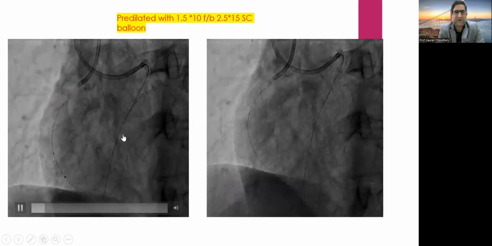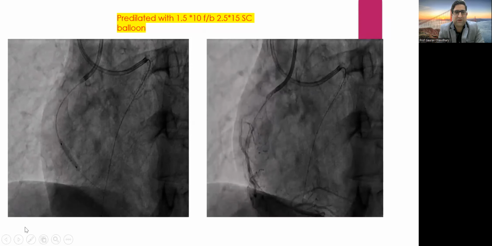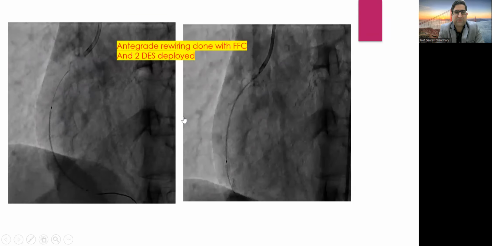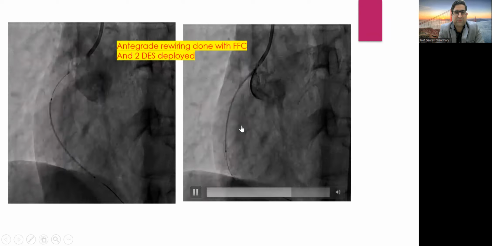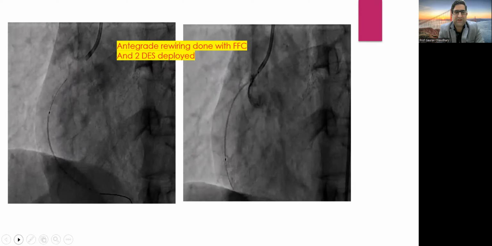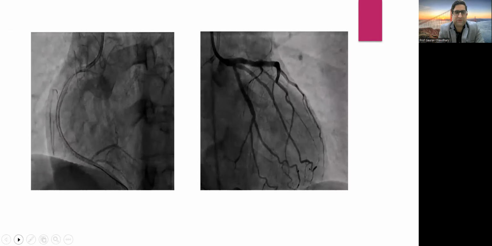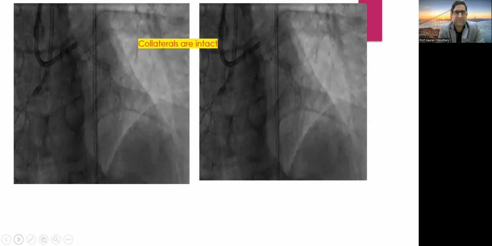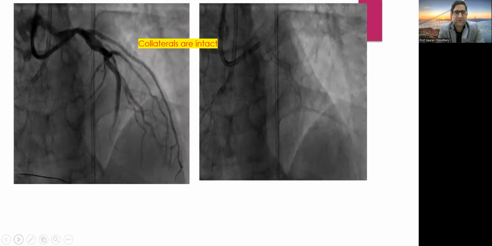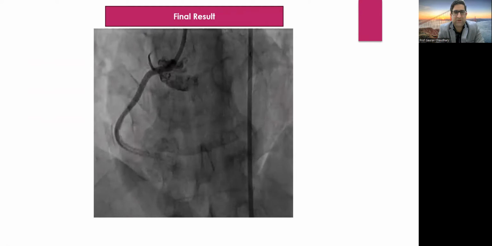So now sequential dilatation was done with 1.5 and 2.5 balloons, and we could see a good vessel over here. In this particular case, we found a lesion at the distal segment also. So two stents were implanted in the RCA. And we also took the safety shot of the left system. And at the end of the procedure, this left system was found to be safe, and there was no damage to the collateral. This is what the end result was.